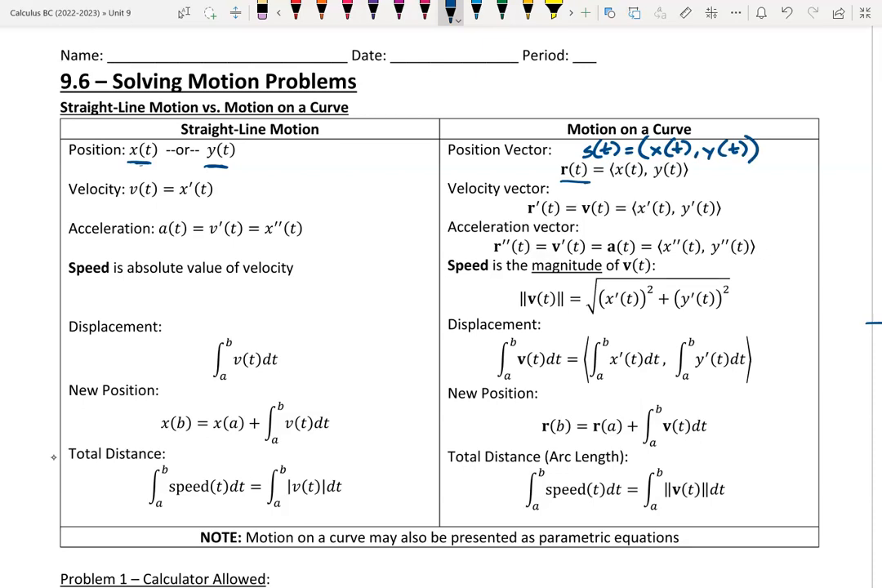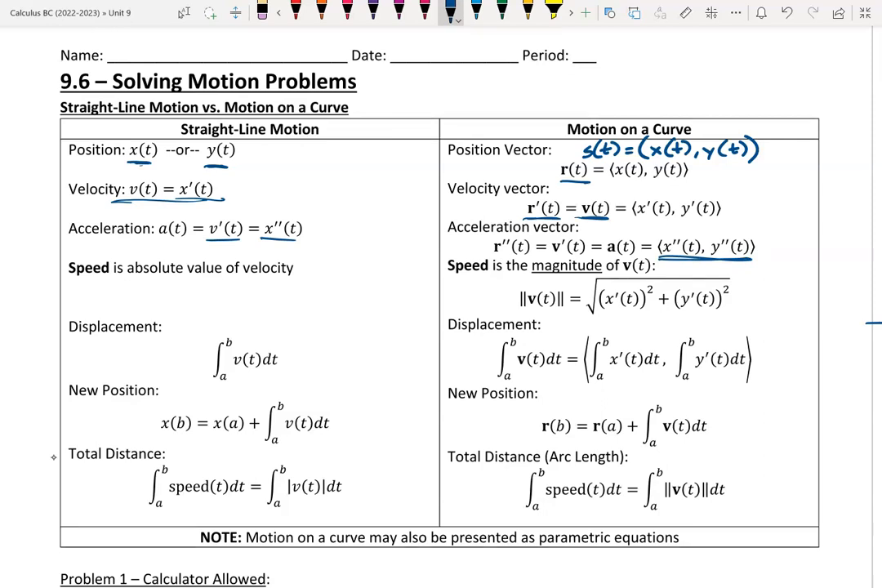Velocity is going to be the derivative of our position, which is the same thing here. Velocity vector is the derivative of our position vector. Acceleration, second derivative of the position, first derivative of the velocity, and again, same thing going on here. So all of that relates back and forth. It's the same thing, but now we just have both components that we're looking at.